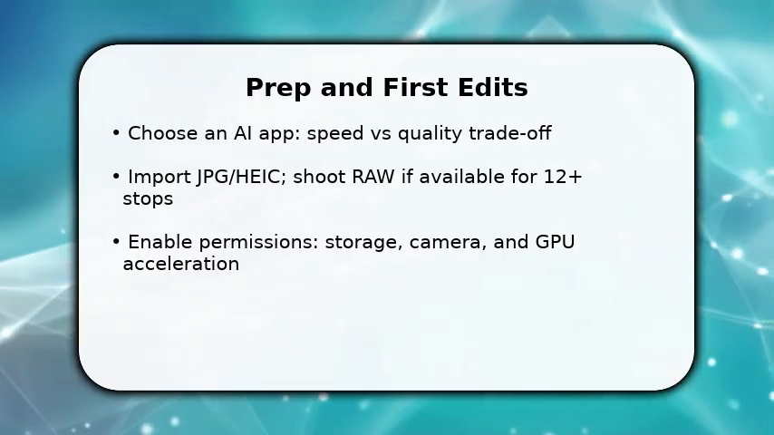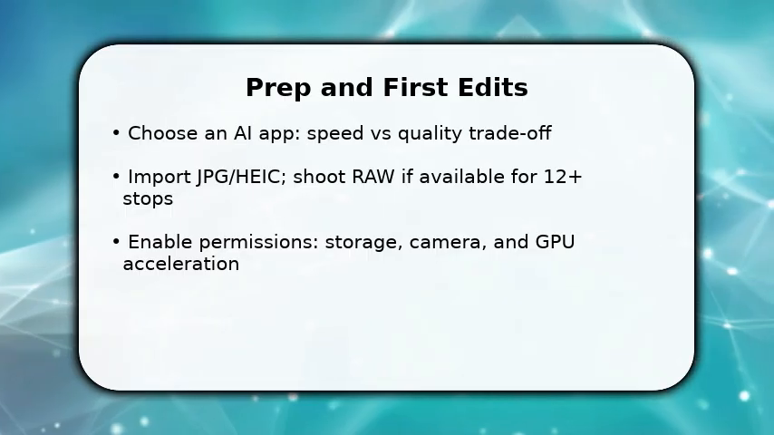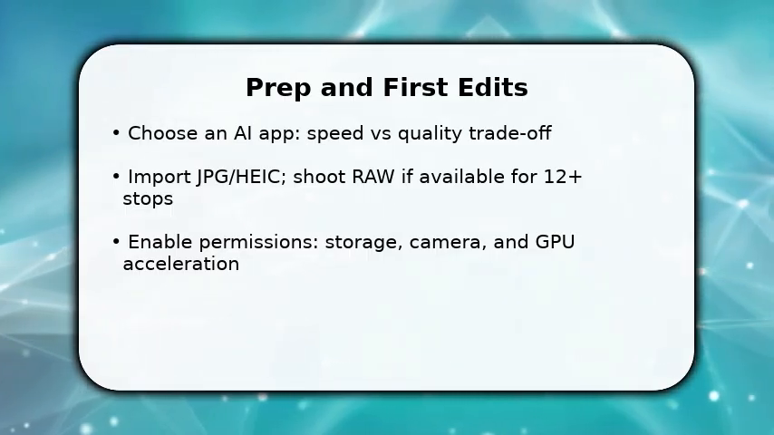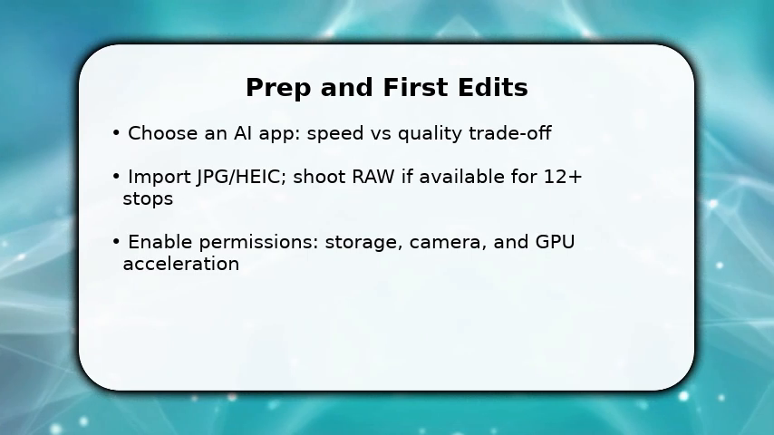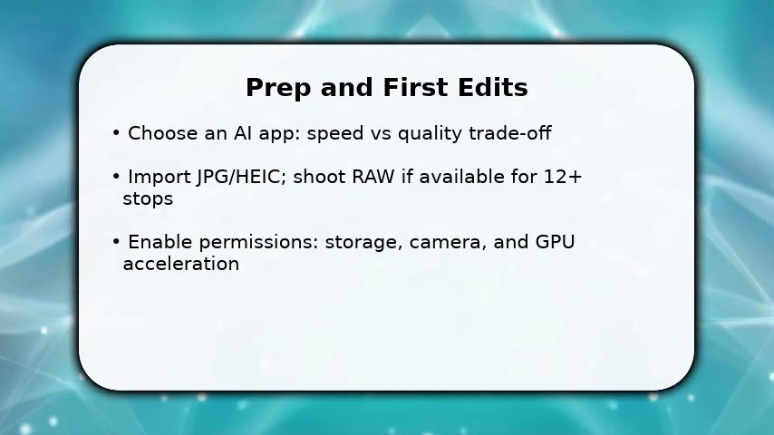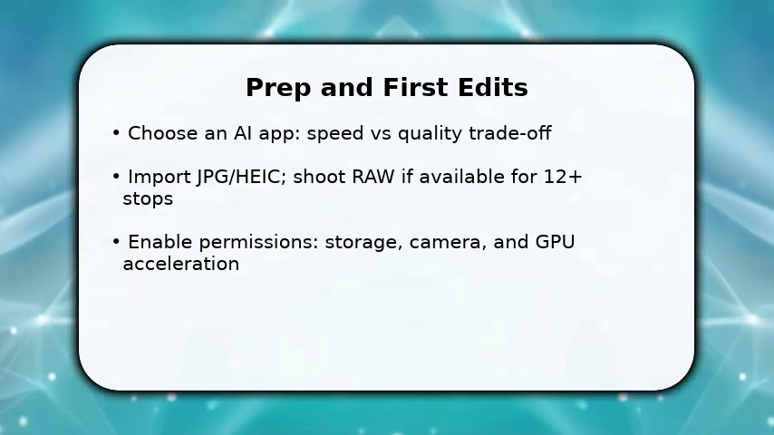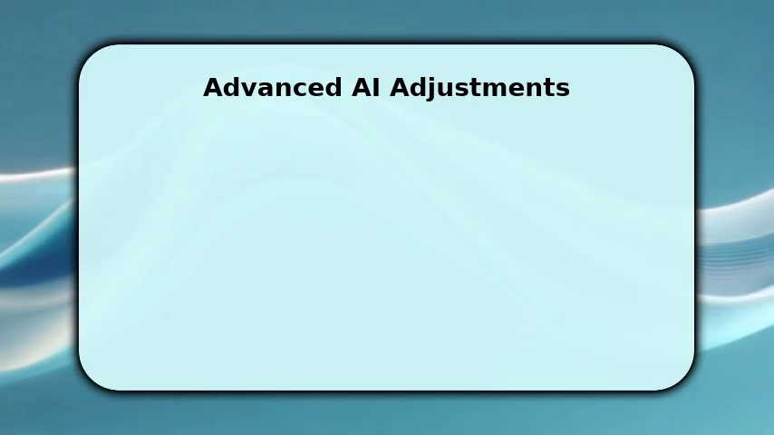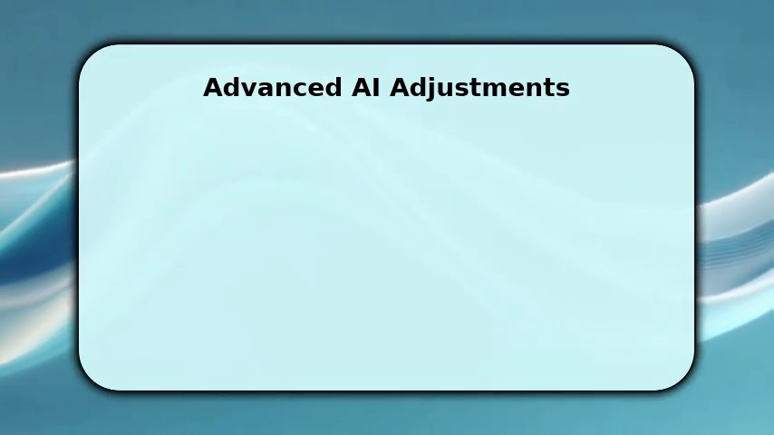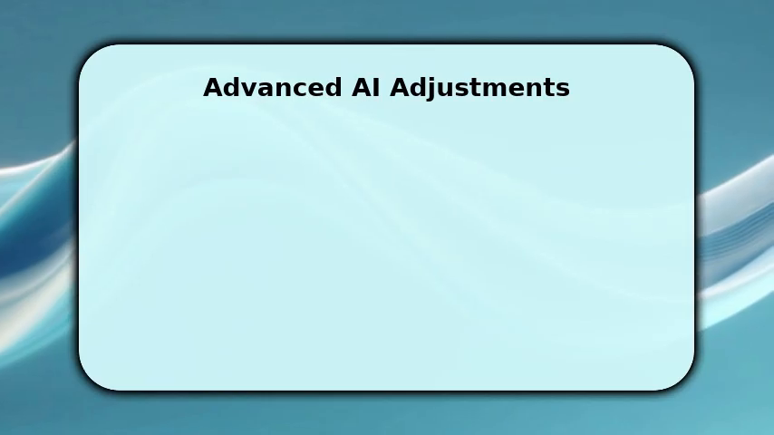Next, perform the first quick adjustments. Crop to your composition, set exposure and white balance. These foundational changes guide the AI's mask and color suggestions moving forward. Once your base is set, use the AI's subject selection or brush masks to isolate faces, sky, or foreground.